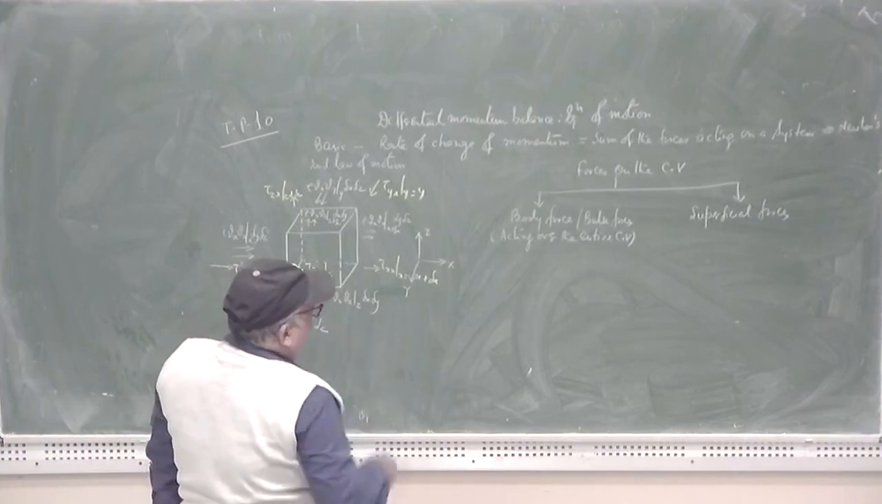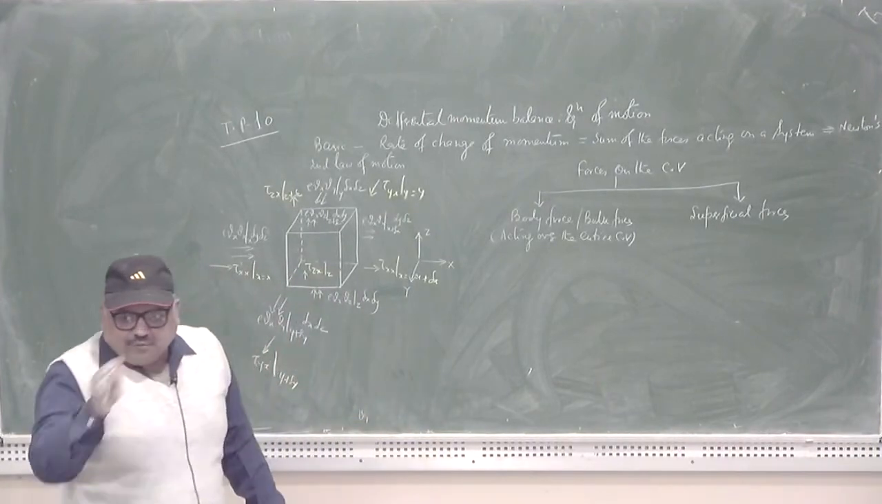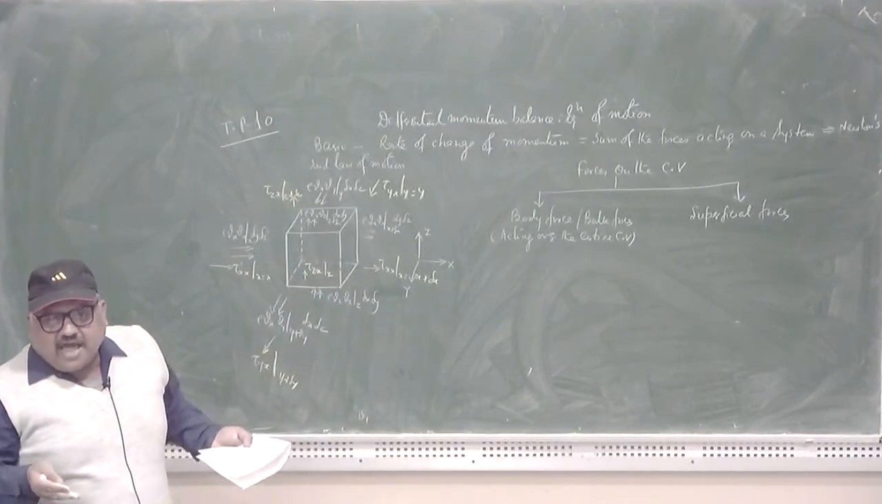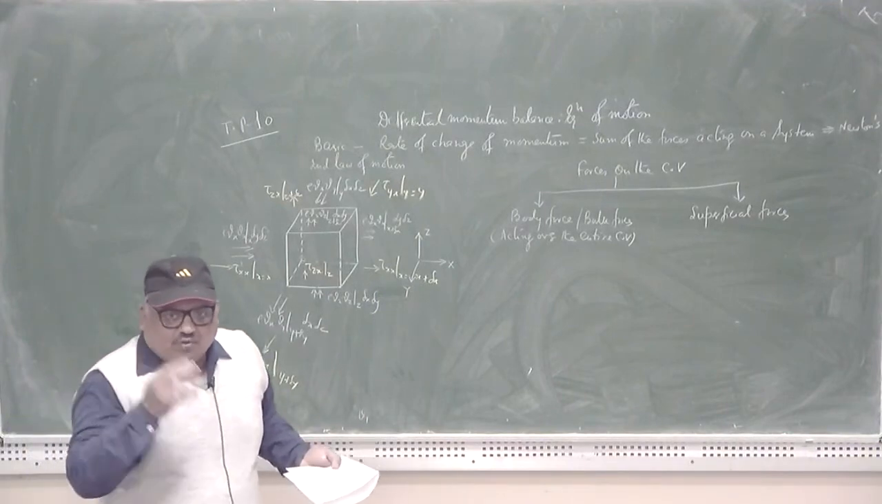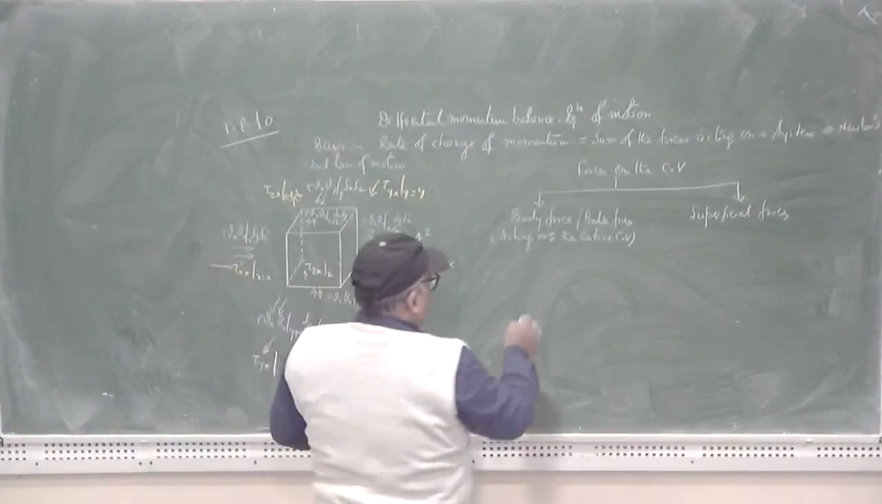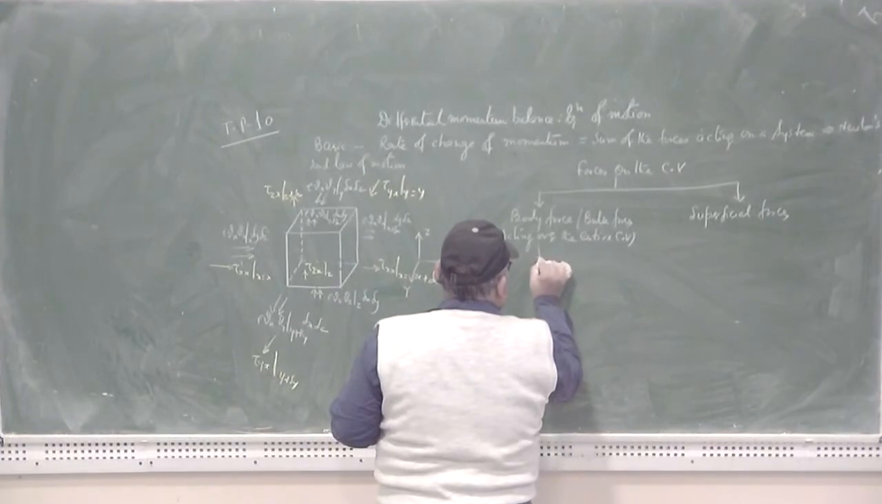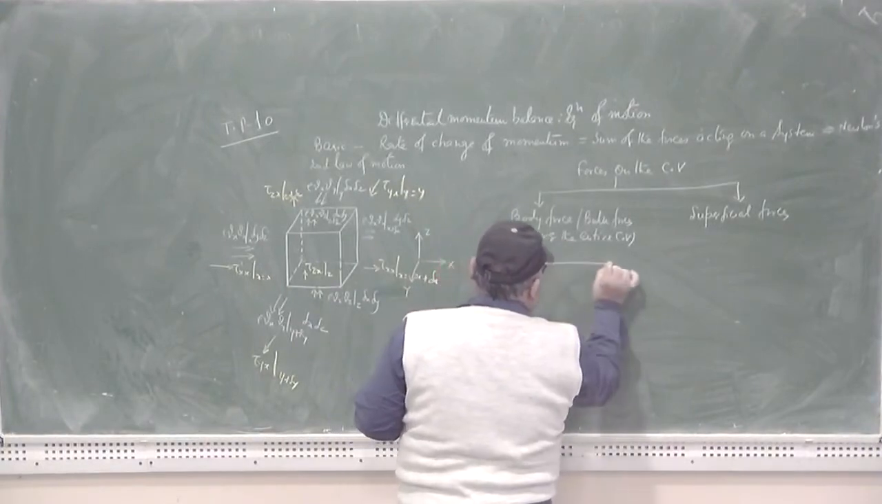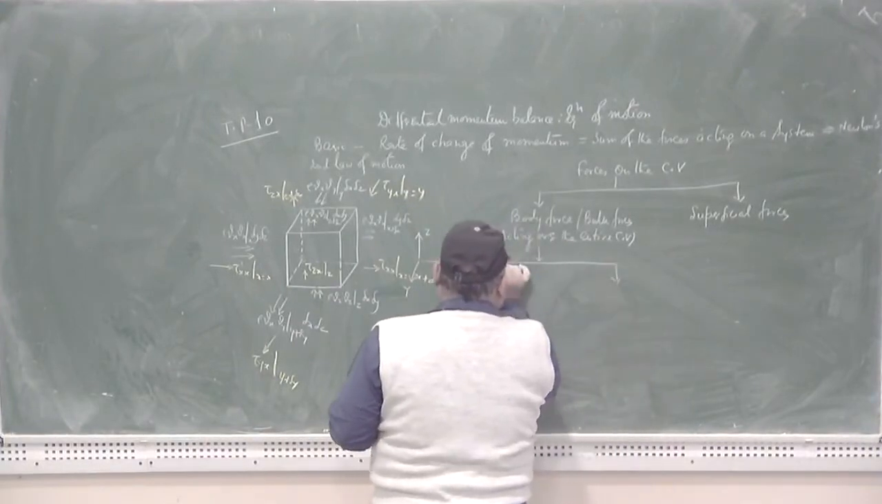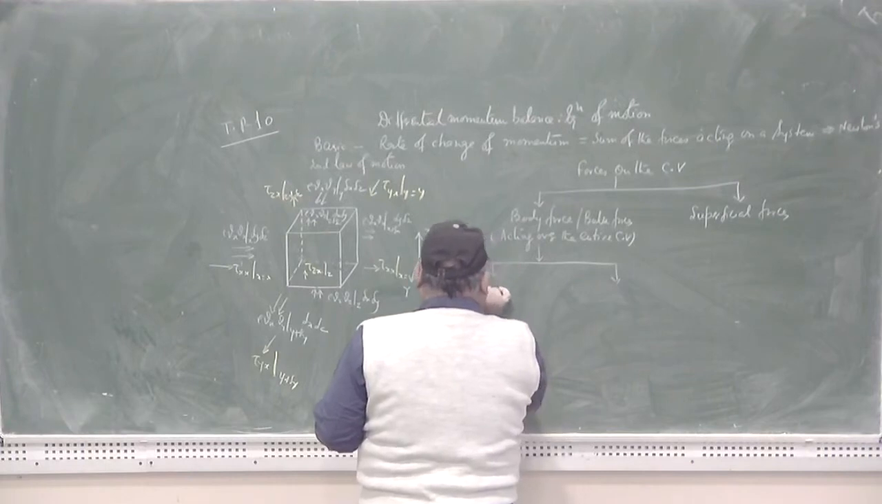So far as the body forces are concerned, that means those forces which are acting over the entire control volume, there are two kinds. First is the gravity force. This can be further classified in two parts. First is the gravitational force.